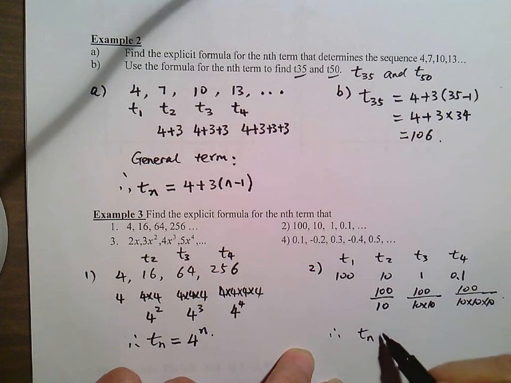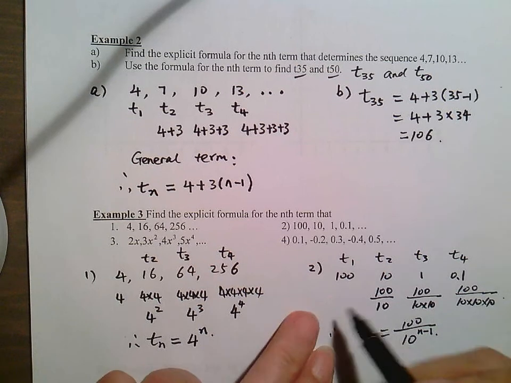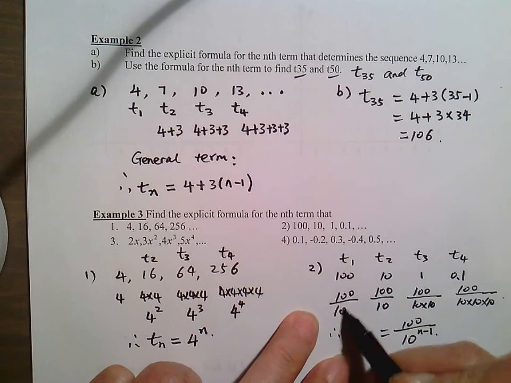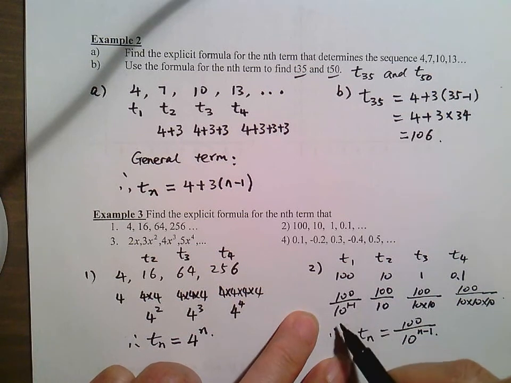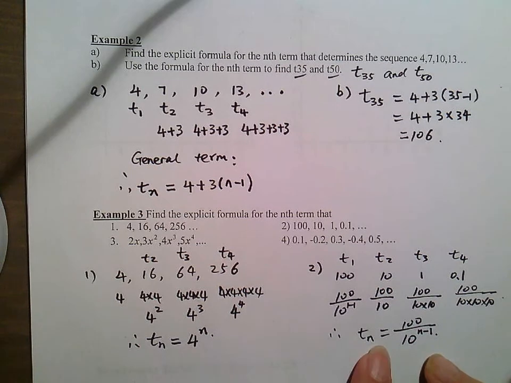Therefore, the nth term equals 100 divided by 10 to the, how many tens there? It's 1 less than the term number. So you can verify, actually go back, you can verify for the first term: when n is 1, 1 minus 1 is 10 to the 0, which is actually 1. It is 100. You can verify your explicit formula by checking each term.